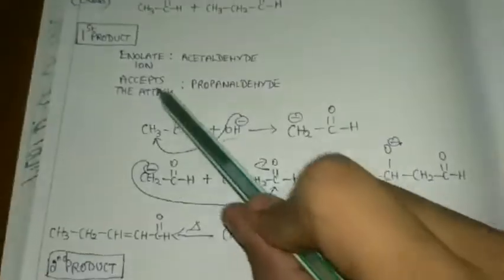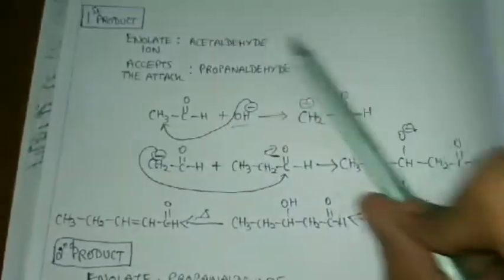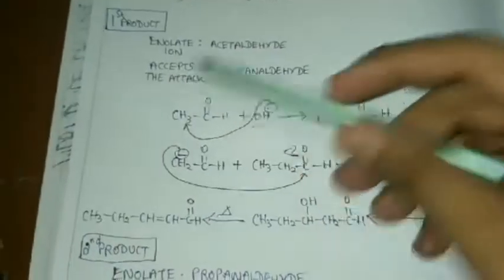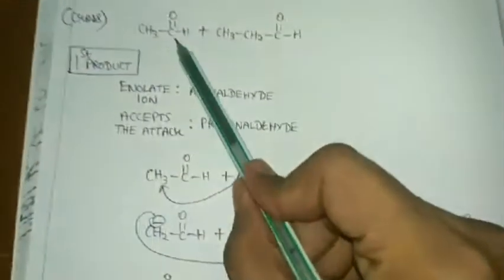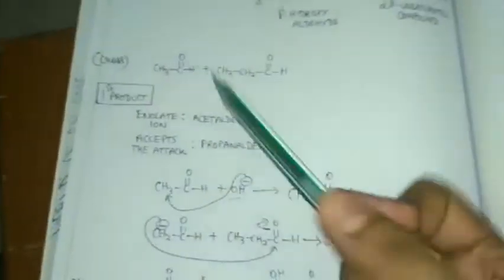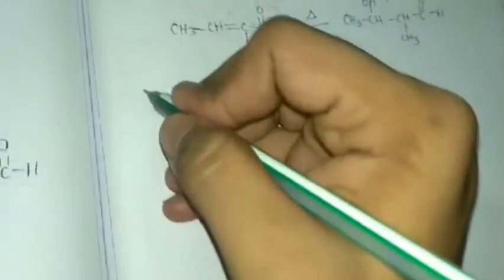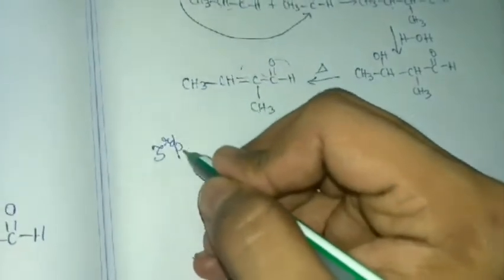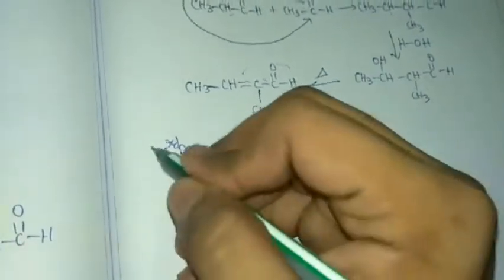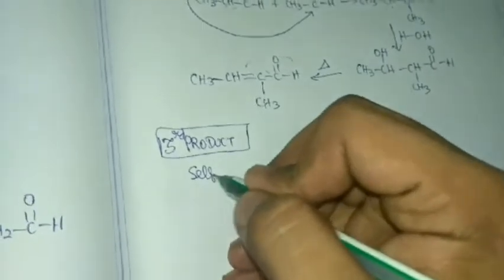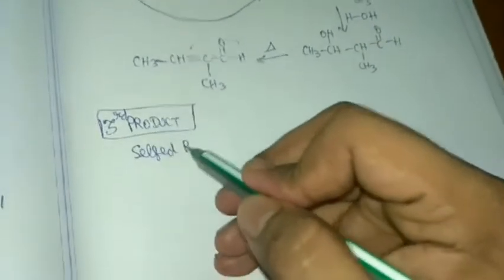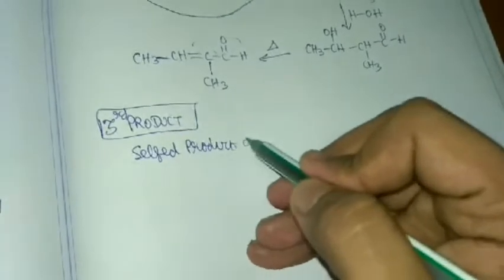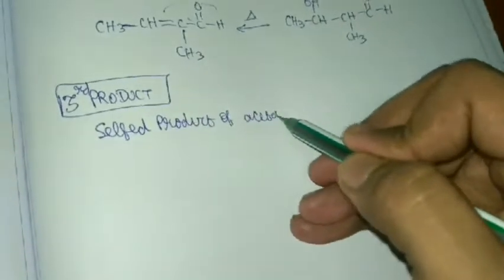So one is when the enolate ion is formed by acetaldehyde and the attack is done on propanaldehyde, and vice versa. Now do you realize the acetaldehyde will also react with the same acetaldehyde, right? Which we saw in the previous video. So we would get this product also. I'll write this directly. So the third product is the self product. Self means the product of acetaldehyde.